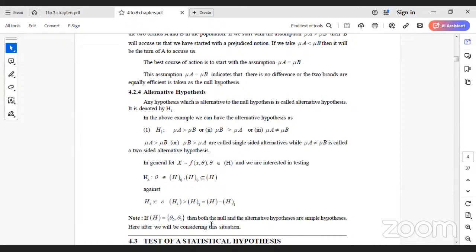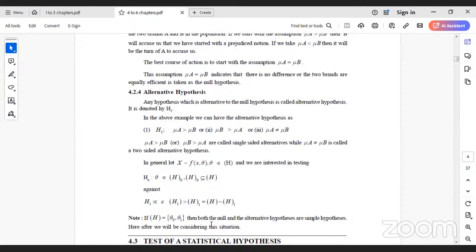Alternative hypothesis. Any hypothesis which is an alternative to the null hypothesis is called the alternative hypothesis, denoted by H1. In the above example, we can have the alternative hypothesis mu A greater than mu B, or mu B greater than mu A, or mu A not equal to mu B. The first two are called one-sided alternatives, and mu A not equal to mu B is called a two-sided alternative hypothesis.